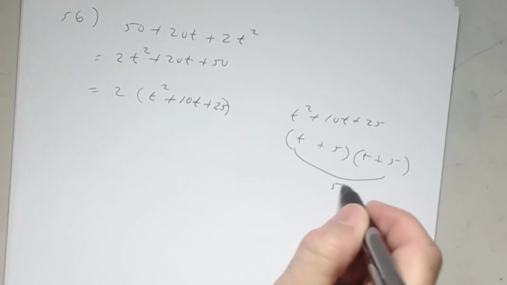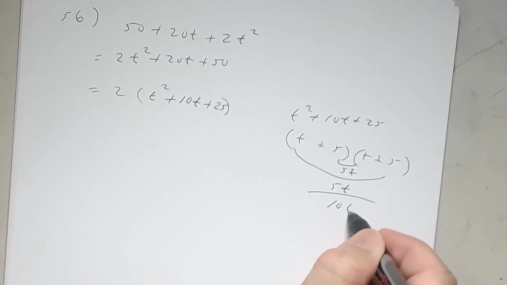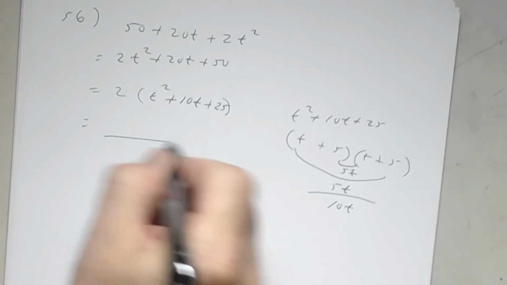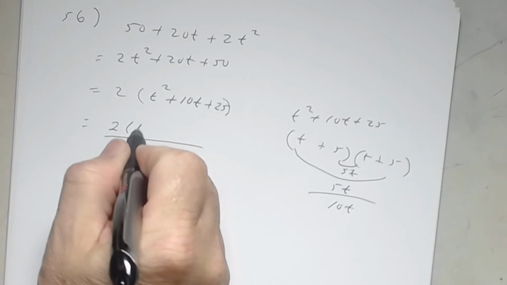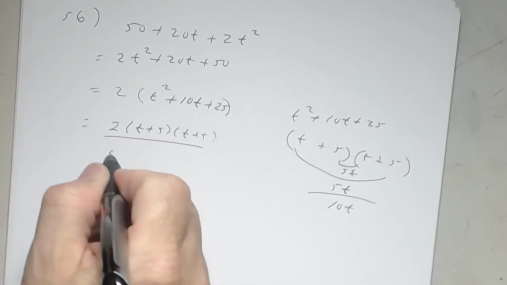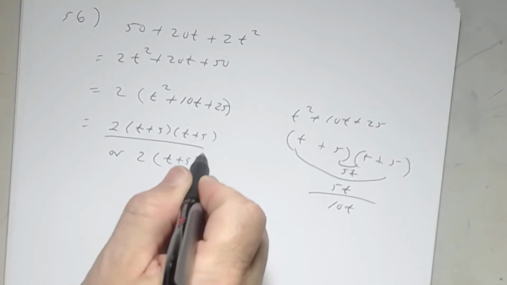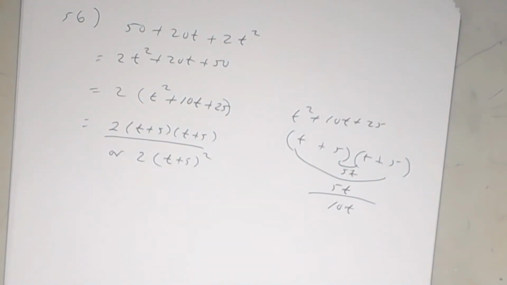All right, now check it though. What's the outer? 5t. What's the inner? 5t. When I add them up, what do I get? 10t. So what's the answer? 2 times t plus 5 times t plus 5. Or you could have said 2 times t plus 5 squared. Which would you prefer? It does not matter. You need to know both.